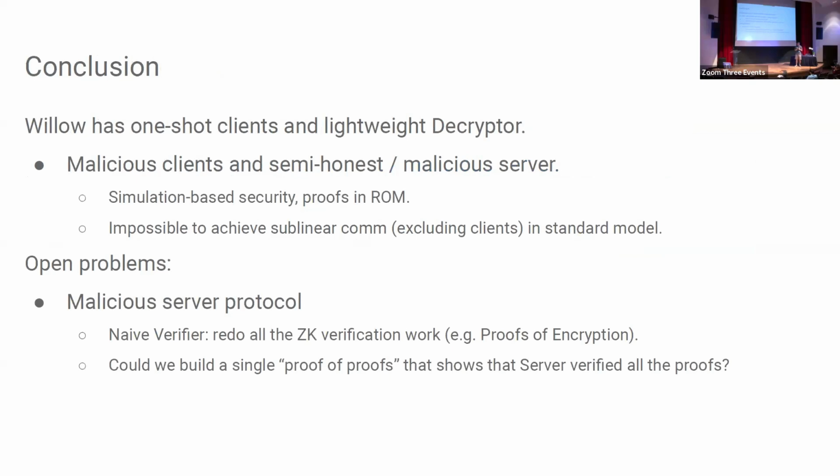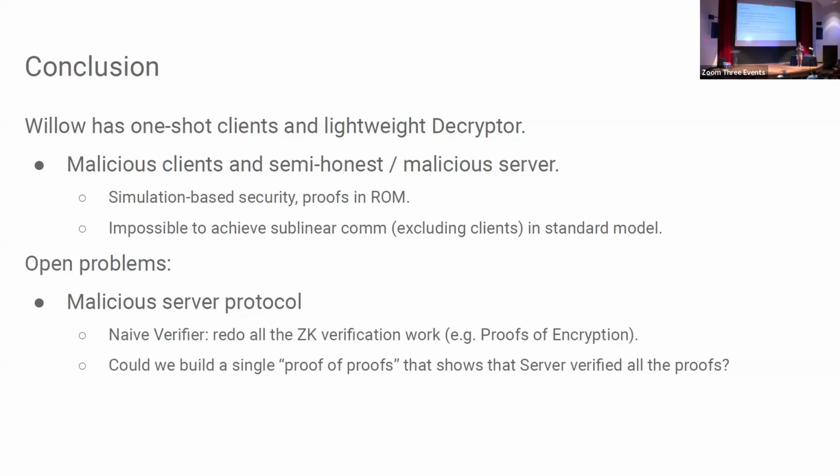So to conclude, we have a new secure aggregation protocol with one-shot client, and we support malicious server and malicious client. And we give a simulation-based proof in the random oracle model. One additional nice property is that we show it's impossible to achieve sublinear communication once the clients submit their input. So it's impossible to achieve sublinear communication in the standard model between the committee and the server. And there are a couple of open questions still remaining.